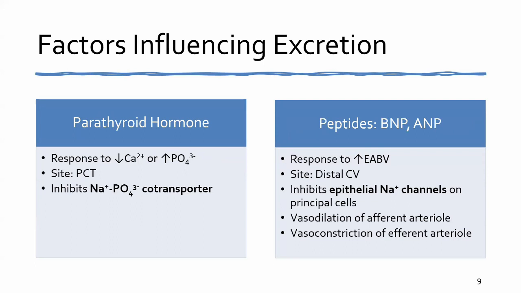So the first is parathyroid hormone, which is released in response to low calcium or increased phosphate. It acts at the proximal convoluted tubule, and it inhibits the sodium phosphate co-transporter. And then you have peptides like brain natriuretic peptide and atrial natriuretic peptide.